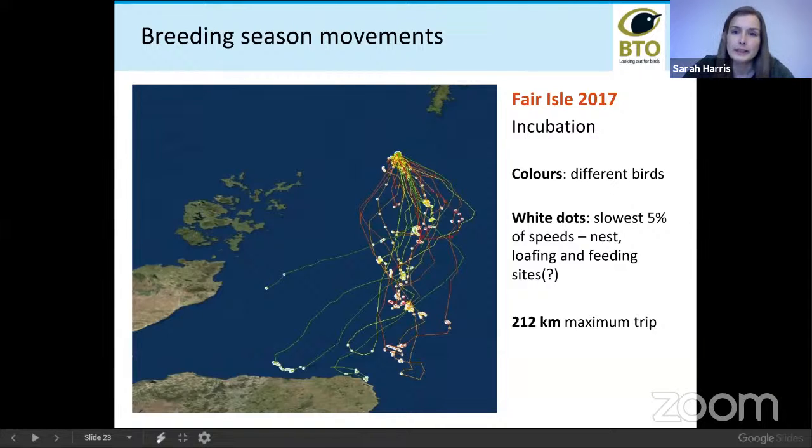And we're seeing that during incubation, the maximum distance was about 200 kilometres. And if you overlay the data from RSPB and their foraging of auks, they've been tracking auks, it kind of looks pretty similar to this. So that was a really nice little thing to do, is to overlay the two tracks and see that they're kind of going to the same places as the Arctic skuas.